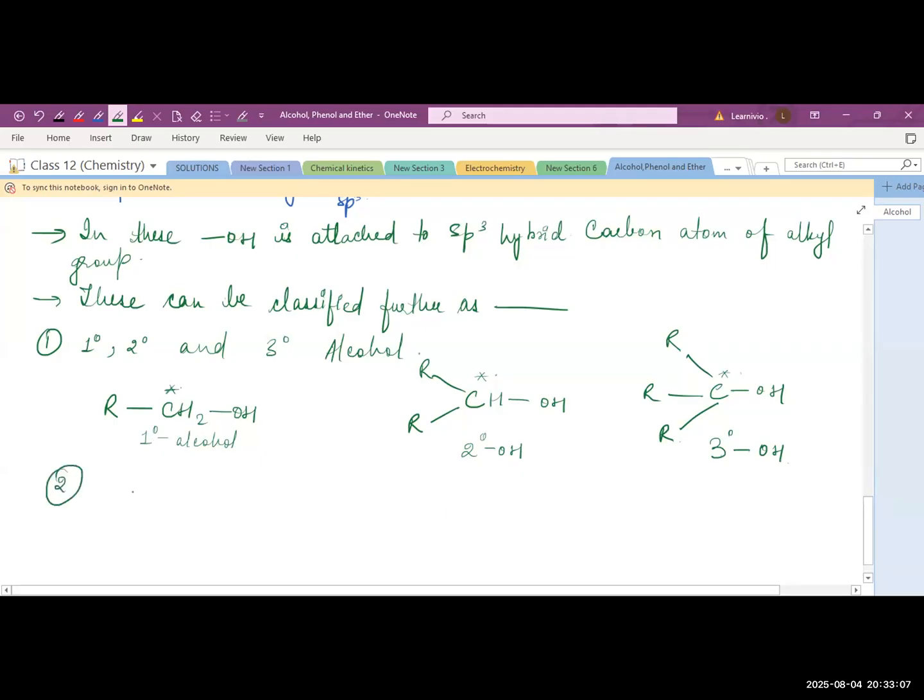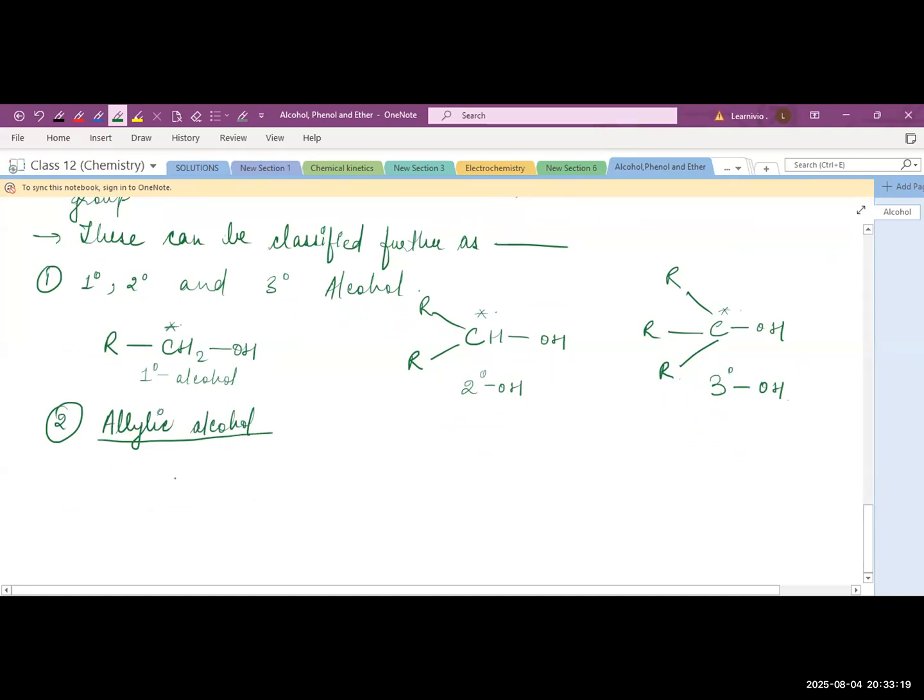Second classification, allylic alcohol. What is allylic alcohol? जैसे आपने पढ़ा था लास्ट क्लास में, alkyl halide, allylic halide. So that is much similar to that. Allylic means वहां पे क्या था आपका halogen groups था, but here we are talking about the alcohol groups, OH group, hydroxyl group. Tell me, what is allylic alcohol?